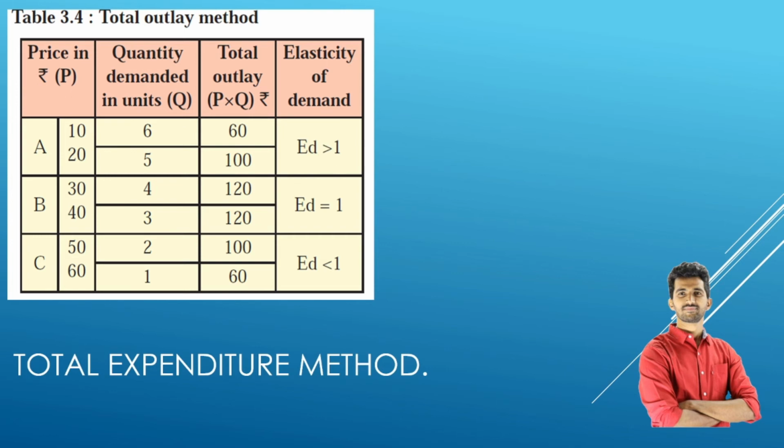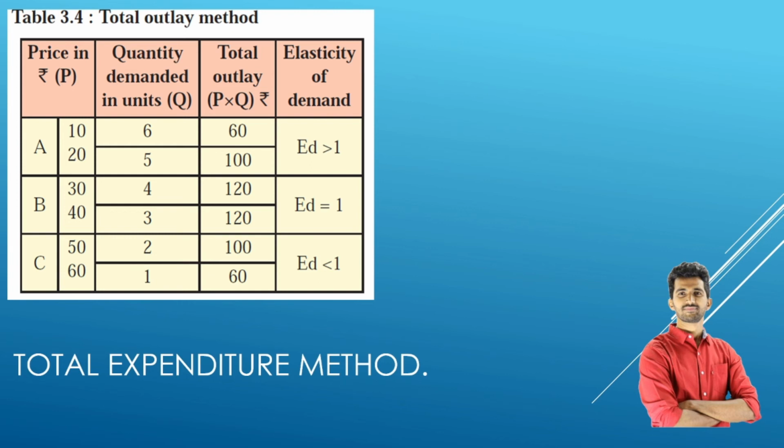In case B also, you can see earlier the price was 30 and the quantity demanded was 4. 30 into 4 is 120, the total expenditure. But when price changes from 30 to 40, the quantity demanded is 3. 40 into 3 is 120, and thus ED is equal to 1. Similarly, in case C, the price is 50, quantity is 2, price becomes 60, quantity is 1. Here you can see 50 into 2 is 100, 60 into 1 is 60, so ED is less than 1.